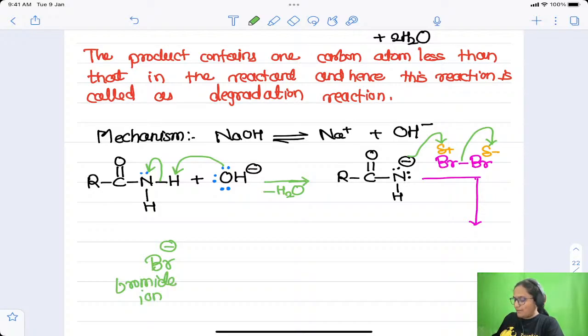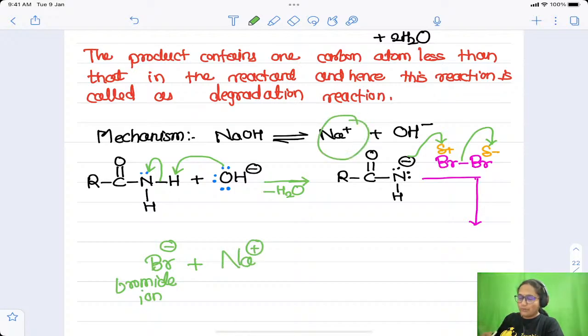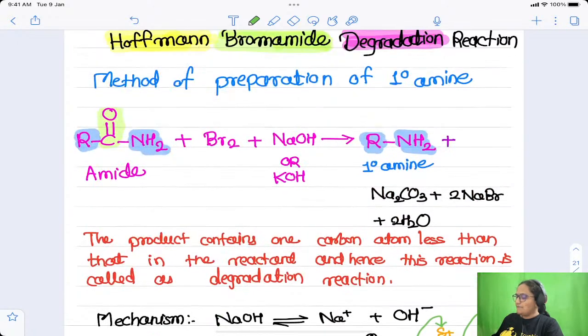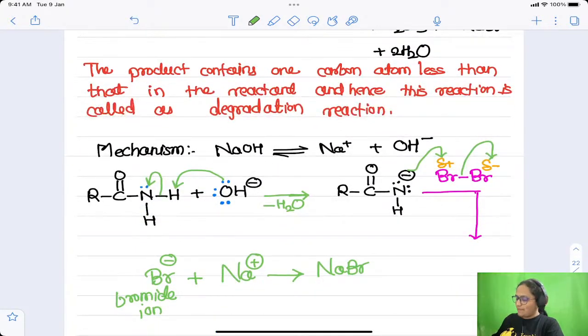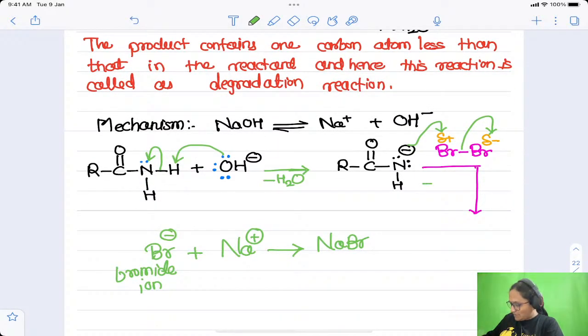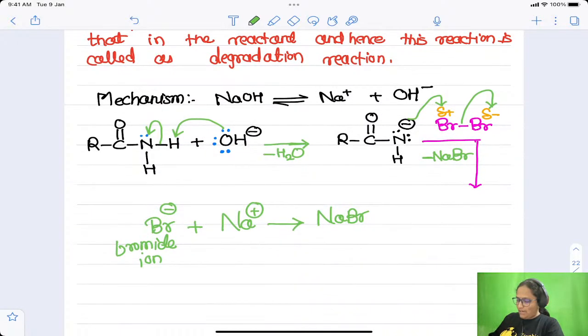So bromide ion will combine with Na plus. Now where is Na plus? Na plus from NaOH, right? Bromide ion will combine with Na plus and get converted to NaBr, sodium bromide. Can you see? We are getting two NaBr byproducts, out of which one is generated here. So I will write down that here below the arrow, minus NaBr, a byproduct, right? And what is the product then? Product will be R C double bond O as it is, N H Br.